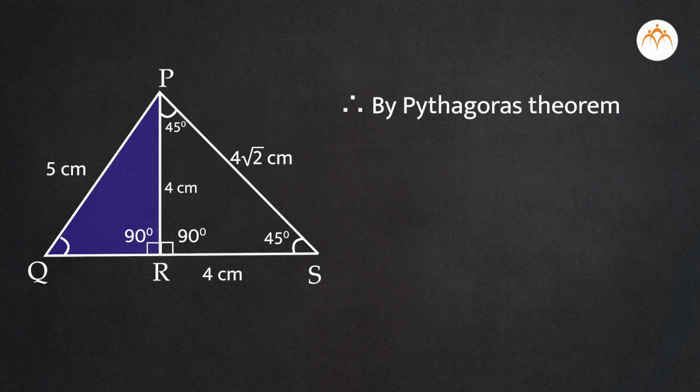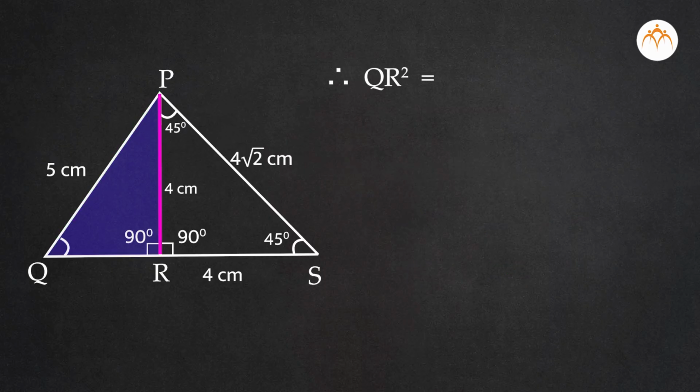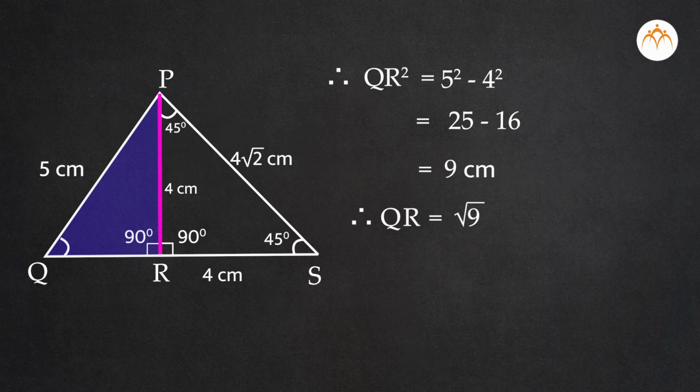Therefore, by Pythagoras theorem in triangle PRQ, PR square plus QR square is equal to PQ square. Therefore, QR square is equal to PQ square minus PR square. Therefore, QR square is equal to 5 square minus 4 square is equal to 25 minus 16 is equal to 9 centimeter. Therefore, QR is equal to square root 9. Therefore, QR is equal to 3 centimeter.